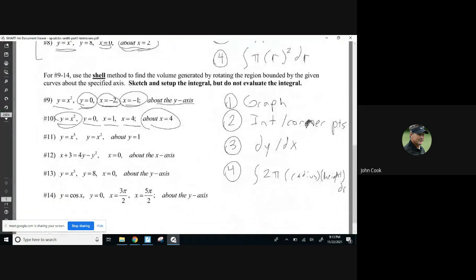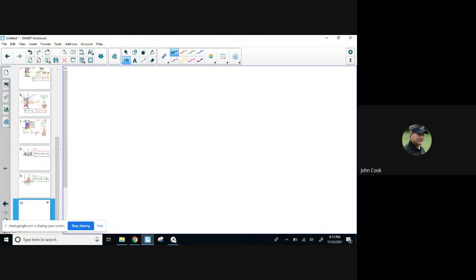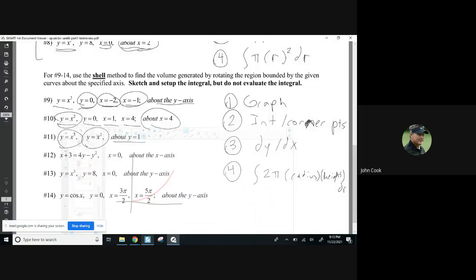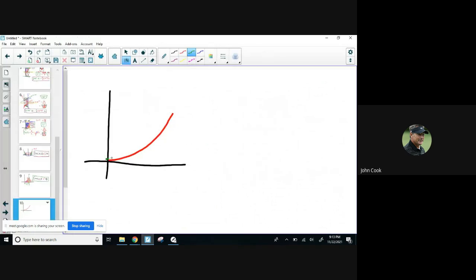Number 11. So we've got x to the third and we've got x squared, and it's around the line y equals 1. So let's graph this thing out. x to the third, and then x to the second is going to be slightly above that, like this. And I know where they're going to meet up. They're going to meet up at 1, 1 and at 0, 0.